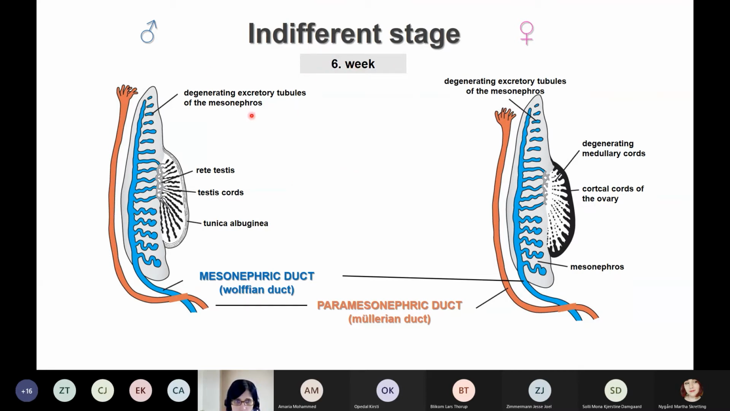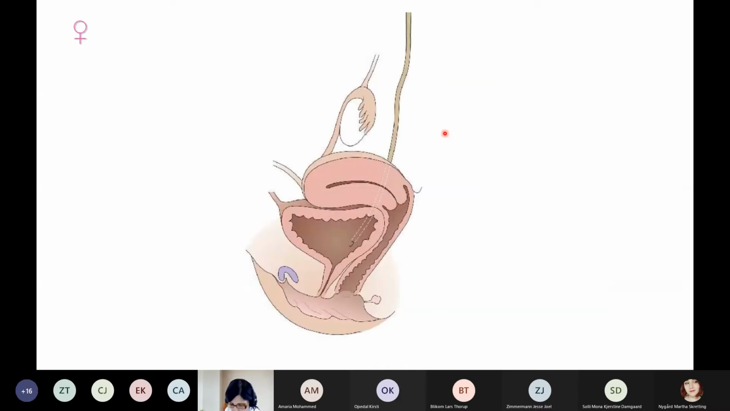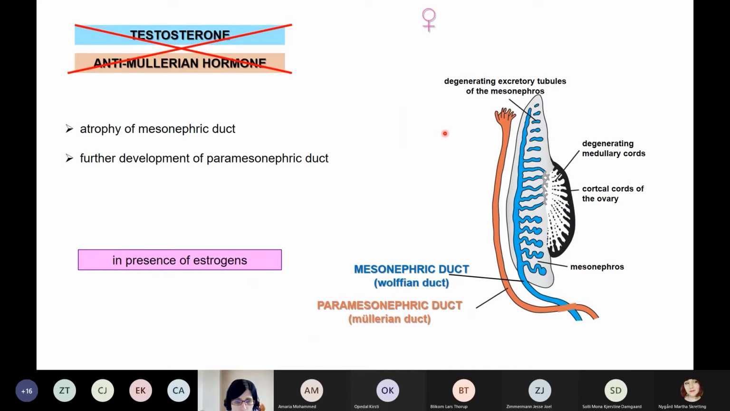In this case, on the left side, we see the male genital system, and on the right side, we see the female genital system. In case of the female genital canals, we do not have, sorry, I should change my slide. We do not have these hormones, which have had a very important role in case of the male development.